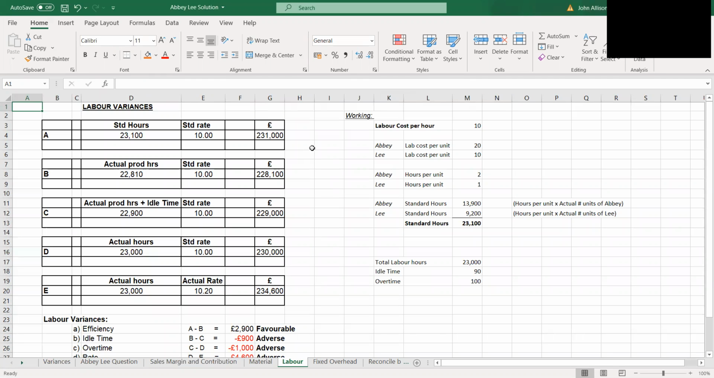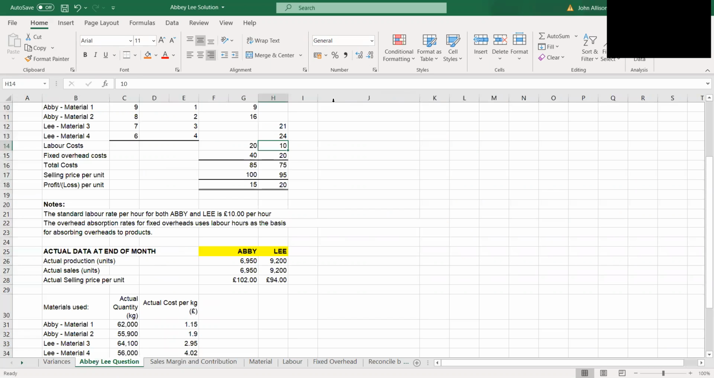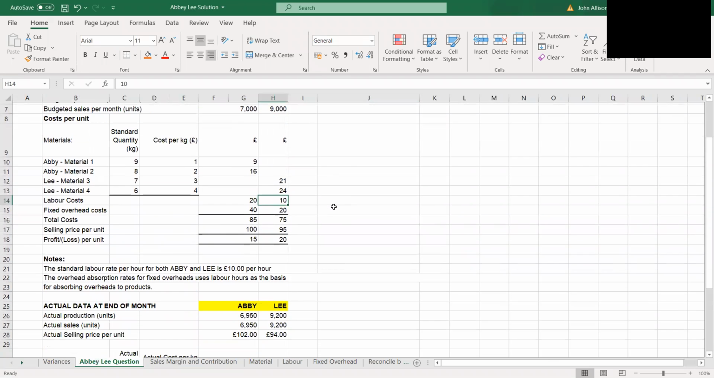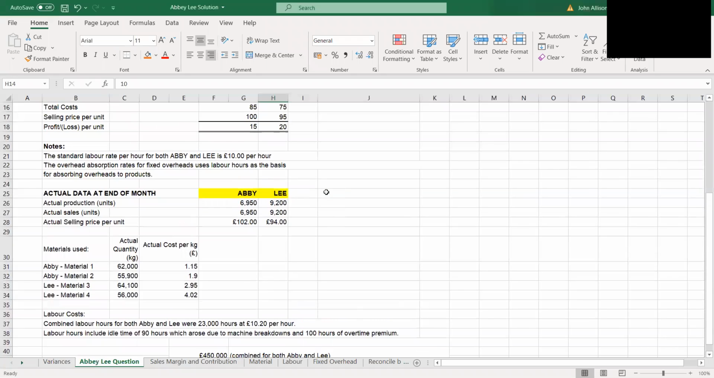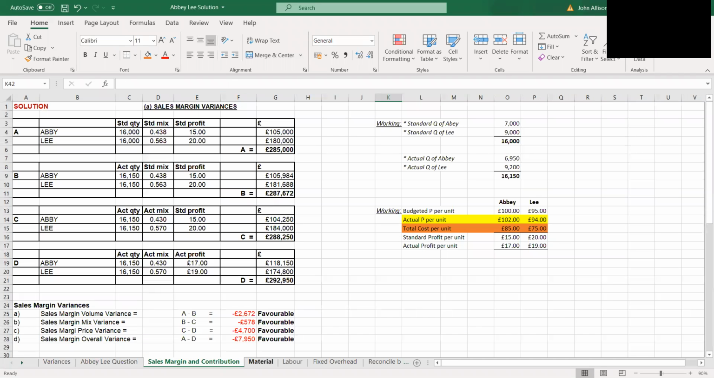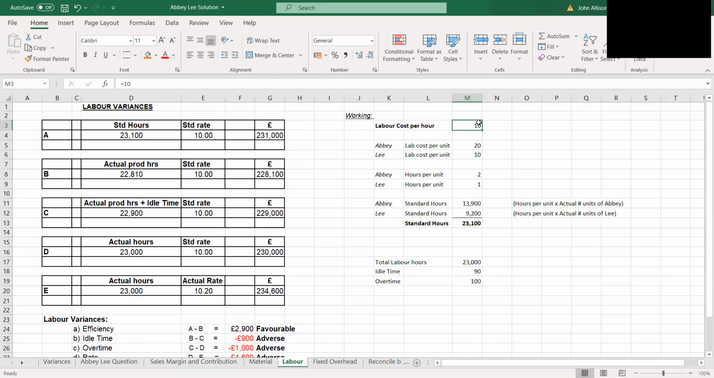So if we look at the labour variances here, first one, standard hours times standard rate, and that gives us A. So we'll see where we got standard rate from. If we look at the question, we can see that the standard rate is, for Abby and Lee, £10 per hour. So the standard rate is a given, it's £10, so we've got that one from the question.